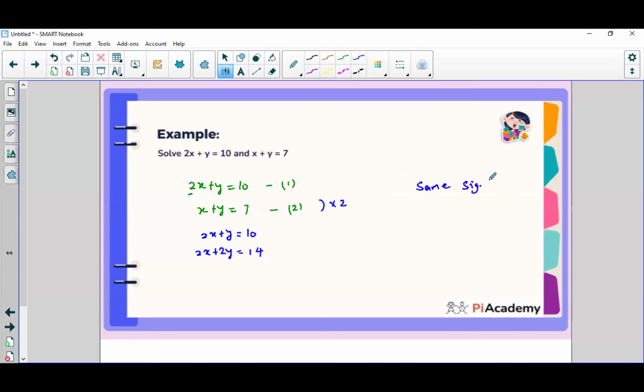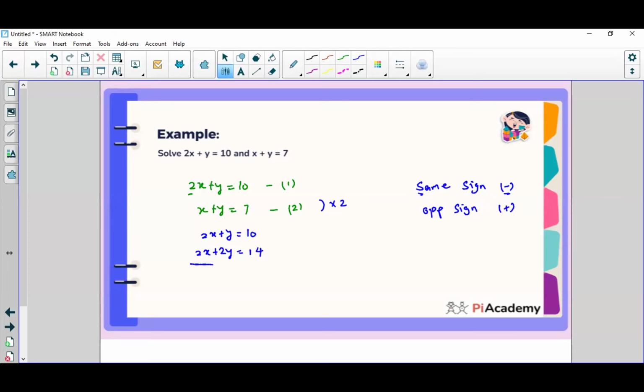Same sign, you will subtract, and if they have opposite sign, you will add. You can remember it like that. Same starts with s, subtraction also starts with s. So you can remember it like that. Same sign, subtraction, and opposite sign, addition. Okay. So here I can see they have the same sign, so I will subtract them.